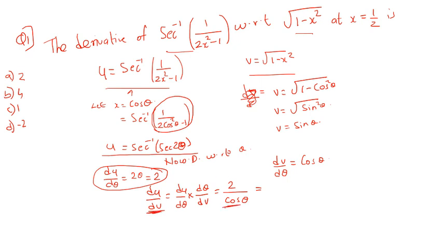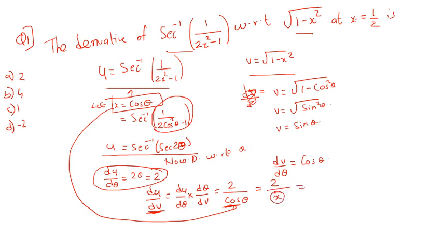Now see this carefully. Cos theta can be written as x. So here, next step, 2 divided by x. But in the question they have given the value of x is equal to 1 by 2. So what happens here? Now I'm going to write 2 divided by 1 by 2. So it goes to the numerator, and this becomes answer as 4. So option B is the right answer.